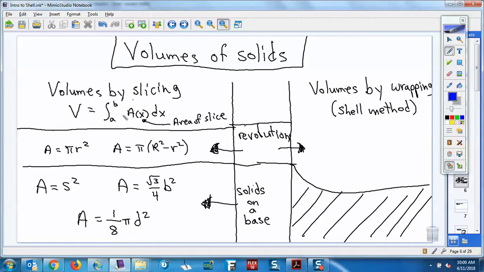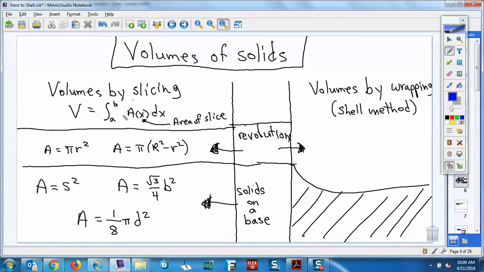I might tell you you have to do one with the shell method, and that'll be in the instructions. Or it just might be that it would be easier to do it with the shell method, and you would choose to do that. So you have to be prepared to be able to do it. So let's talk about what the shell method is.